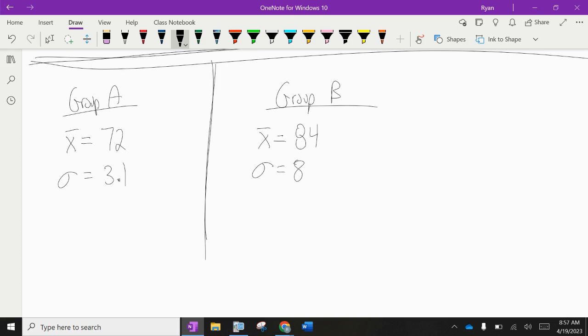How do we interpret these test results? I'm going to ask a couple questions. Which group did better? Group A or Group B? Group B. How do we know Group B did better? They have a higher average, right? They got the better scores.